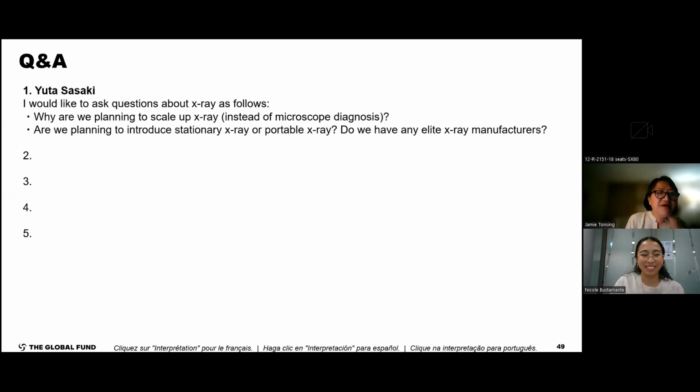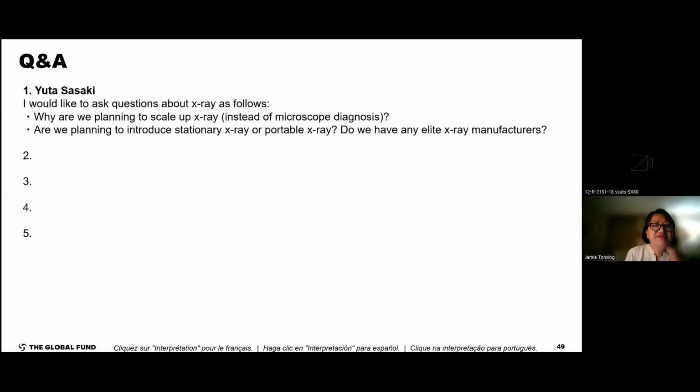Sure. So the question is around X-rays. Why are we planning to scale up X-ray instead of microscopic diagnosis? And are we planning to introduce stationary X-ray or portable X-ray? Do we have any elite X-ray manufacturers? So that's a good question.